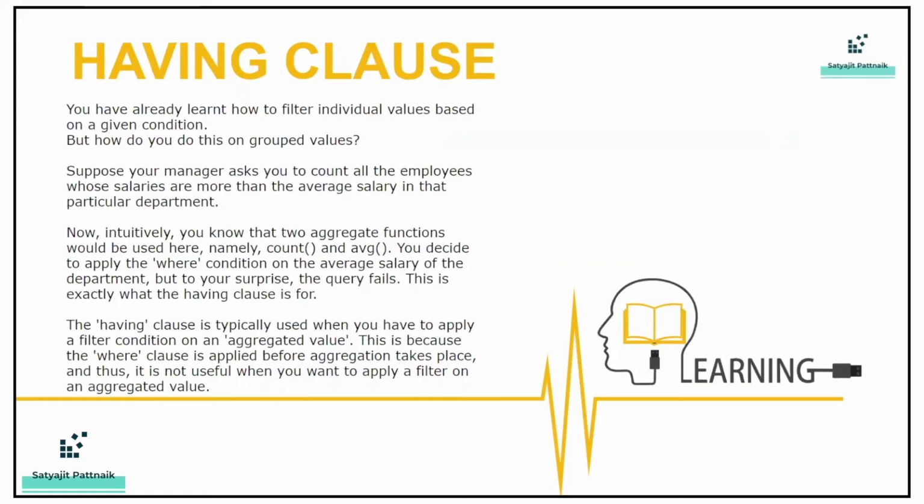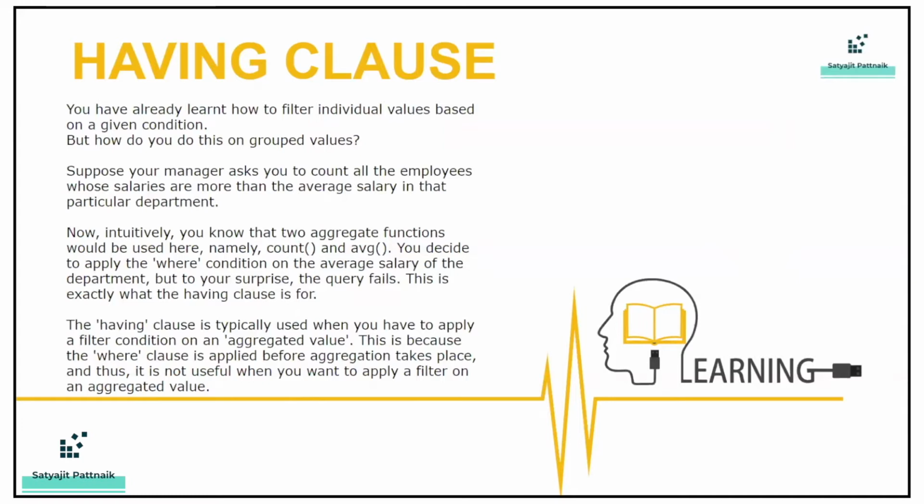Suppose your manager asks you to count all the employees whose salaries are more than the average salary in that particular department. Now, intuitively, you know that two aggregate functions would be used here, namely count and average, right? So you decide to apply the where condition on the average salary of the department. But to your surprise, the query fails. This is exactly what the having clause is for.